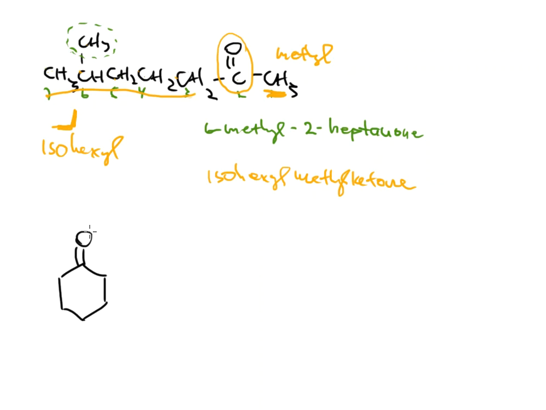Name it. Okay, so we do this like we do everything else. There is a ring structure, that is the longest carbon chain. That is a cyclo group because it is a ring structure. There's 6 carbons in total. So this is a cyclohexane, drop the E, and add O-N-E. Cyclohexanone is going to be that name.